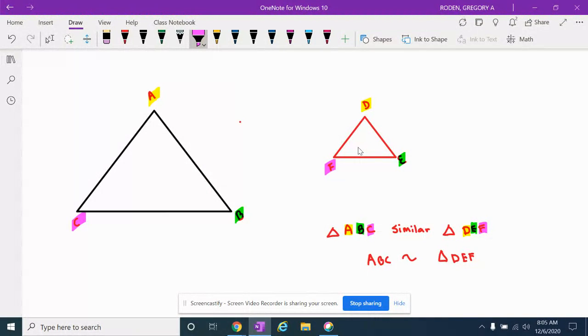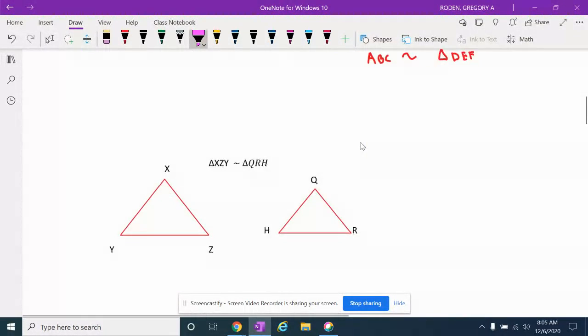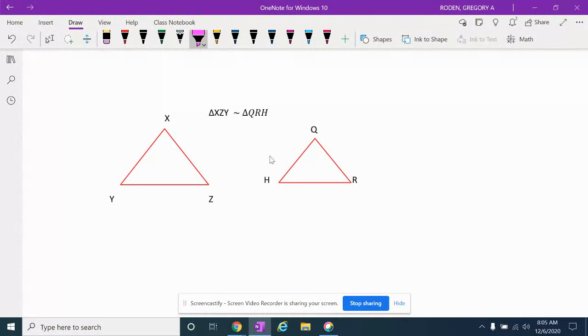So remember, when you name a triangle and they're similar to each other, you have to be consistent. You have to put their corresponding, or matching, angles in order. All right. So let's say I know these two triangles are similar. And how do I know they're similar? Because this symbol right here is telling me they're similar. So I'm going to match up all the corresponding sides, all the corresponding angles.